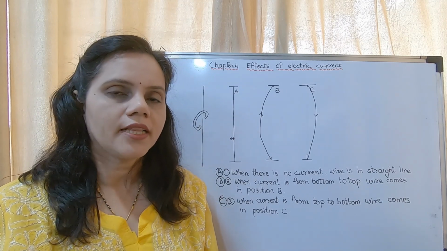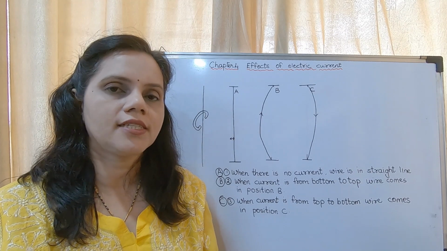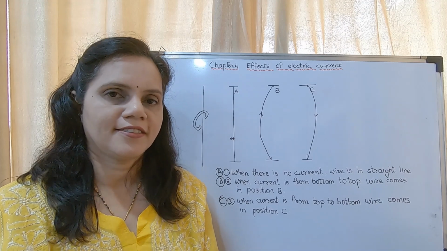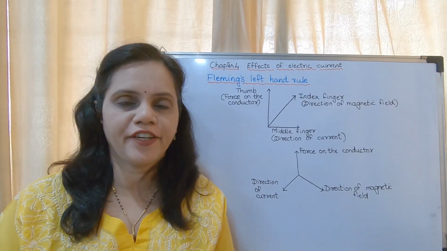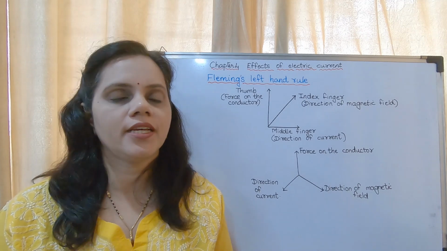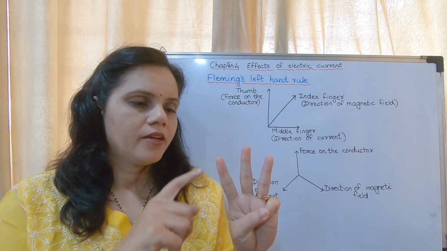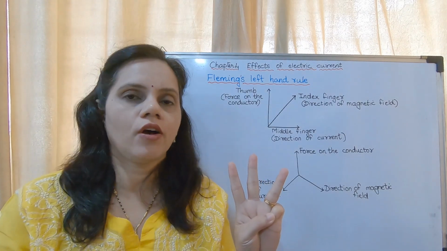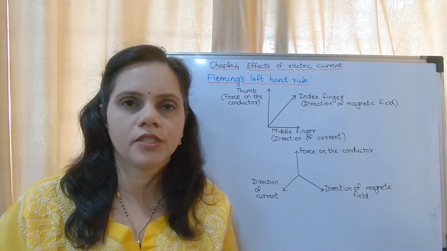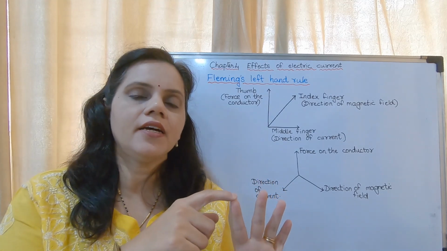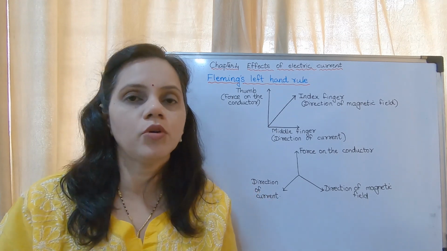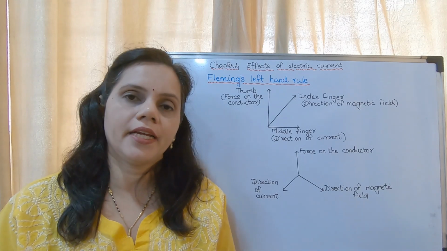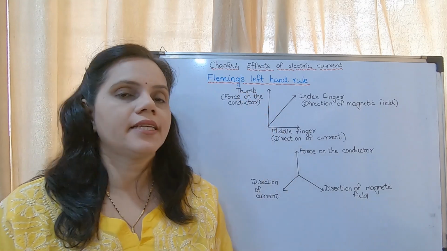Now we will see the rule, that is Fleming's left hand rule, which decides the direction of these three. Fleming's left hand rule is a relation between three: magnetic field, electric current, and direction of motion of conductor. In the other experiment we saw that if there is a magnetic field and if there is current, then the conductor can move. Now in what direction will it move? We will see that they are all perpendicular to each other according to Fleming's left hand rule.